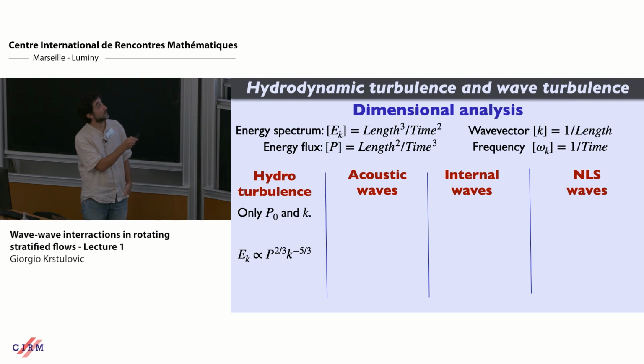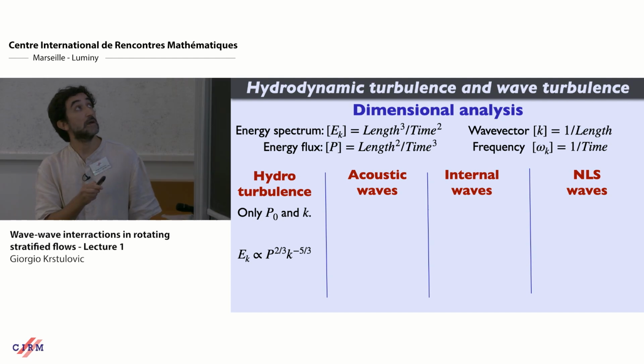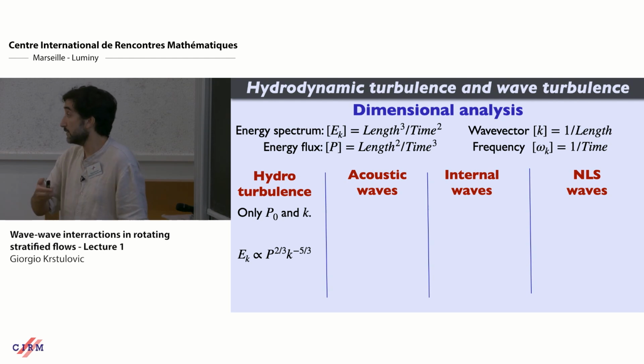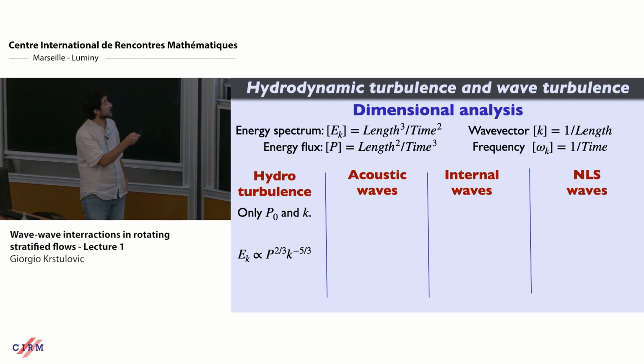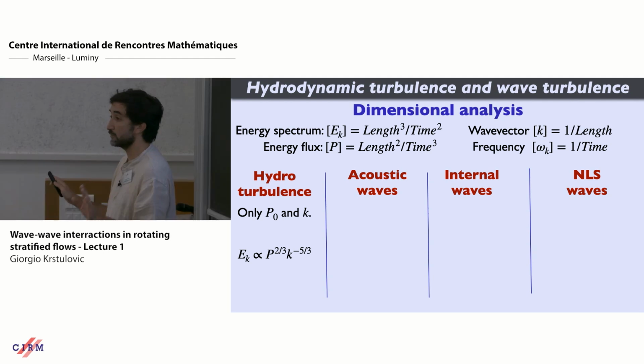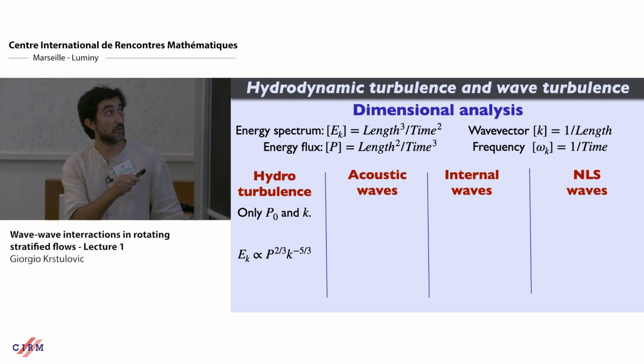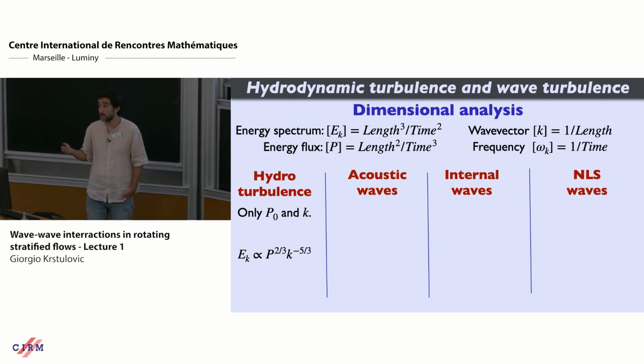So this has units of length cubed over time squared. What else do we have? We have the flux, which is length squared over time cubed. Obviously, we have the wave vector K, 1 over a length. And for the wave problems, we have omega, which is 1 over a time. In the case of hydrodynamics, you only have P and K, and if you say I can only use P and K, there is no other escape than P to the 2/3 K to the minus 5/3. And this is the simplest way of getting the Kolmogorov spectrum.